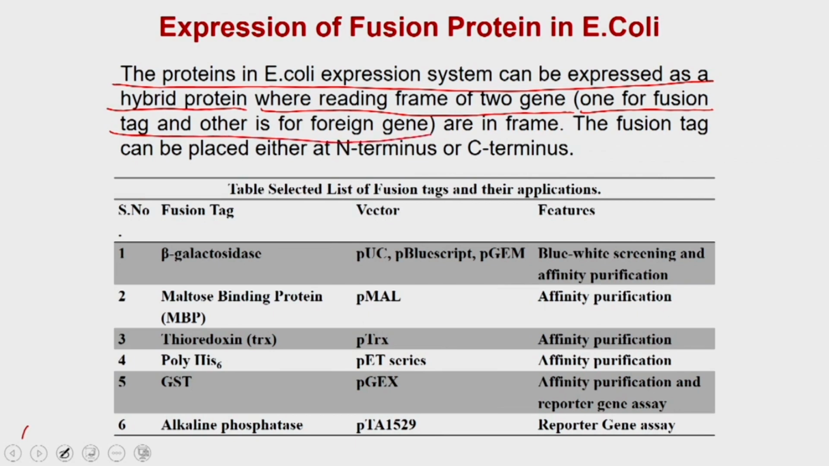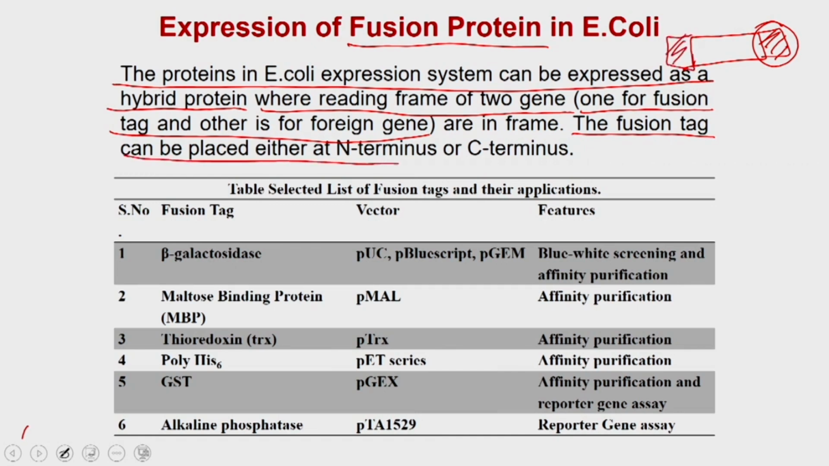So, as a result, when the cellular machinery is going to overexpress your foreign gene, it is also going to overexpress the fusion tag, and as a result what you are going to have is the chimeric fusion protein, which means the protein is going to have an additional tag or additional protein from another portion. This fusion tag could be placed either on the N terminus, which means on this side, or it could be placed on the C terminus side. There are many different types of tags which are available for these particular applications.